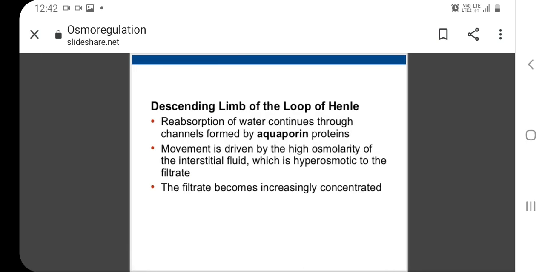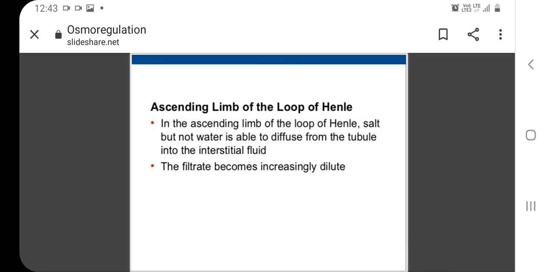The descending limb of the loop of Henle reabsorbs water through the channels formed by aquaporin proteins. The movement is driven by the high osmolarity of the interstitial fluid, which is hyperosmotic to the filtrate. Thus, the filtrate becomes increasingly concentrated.